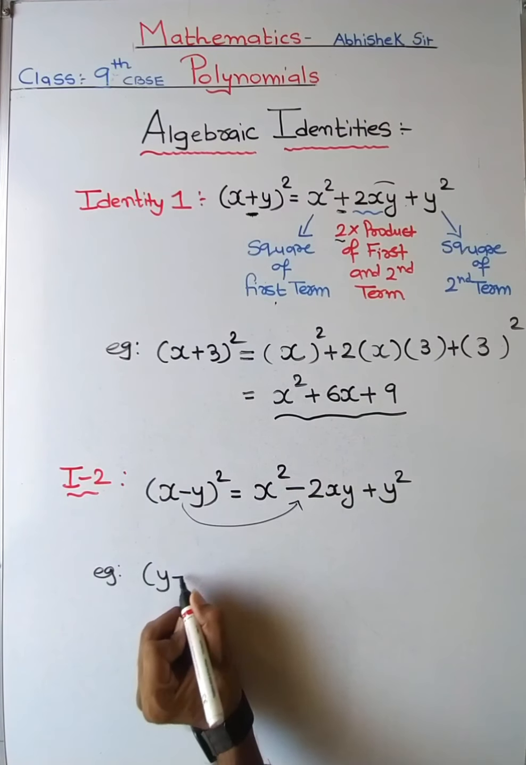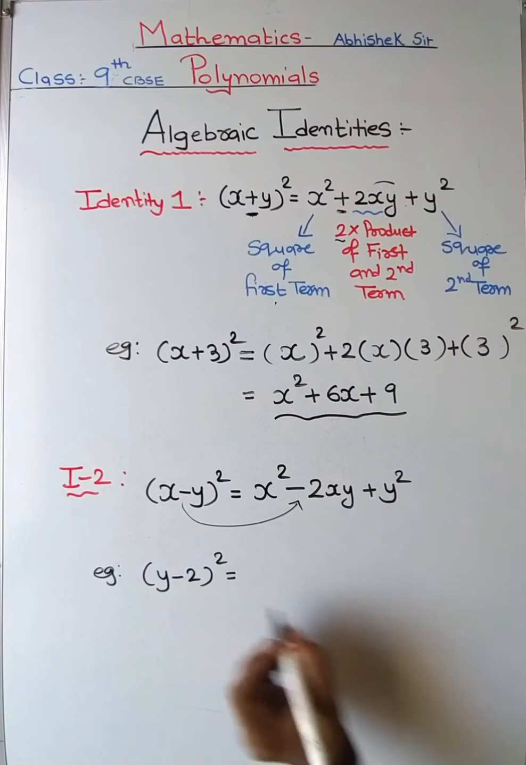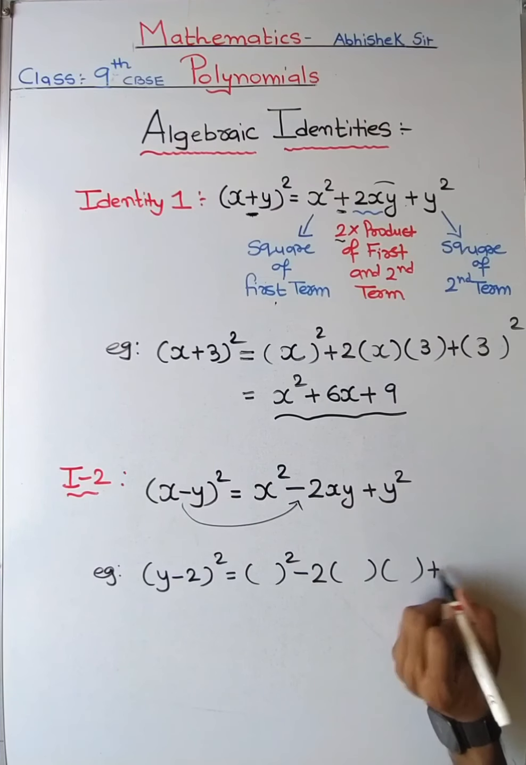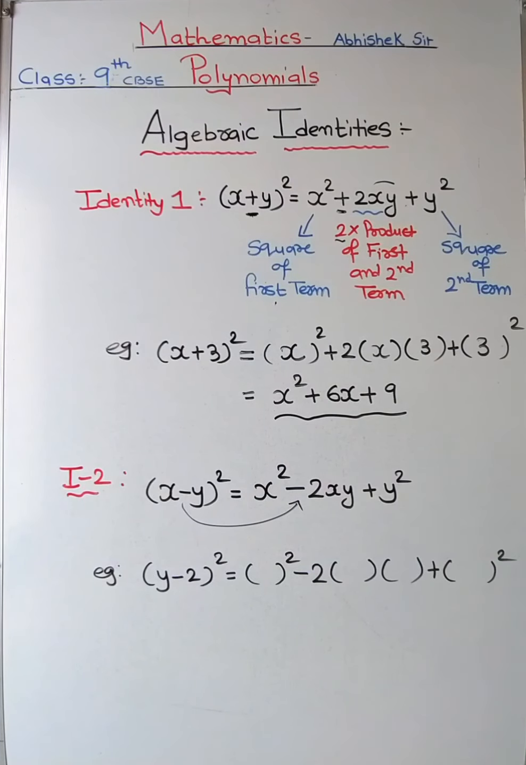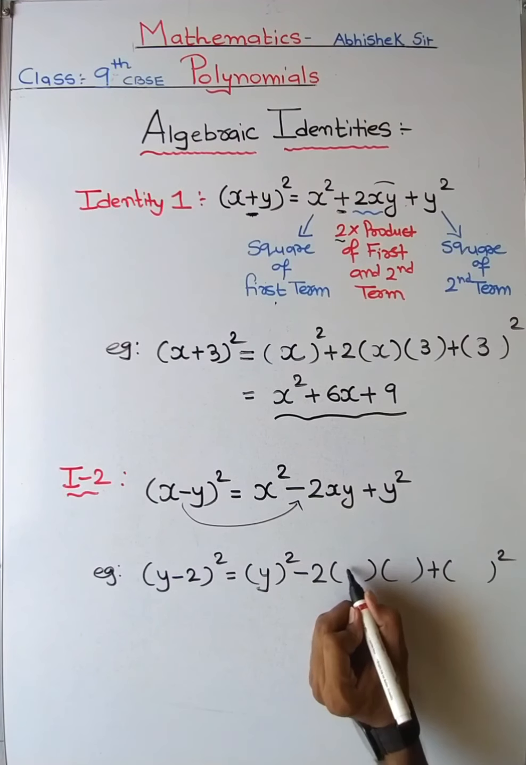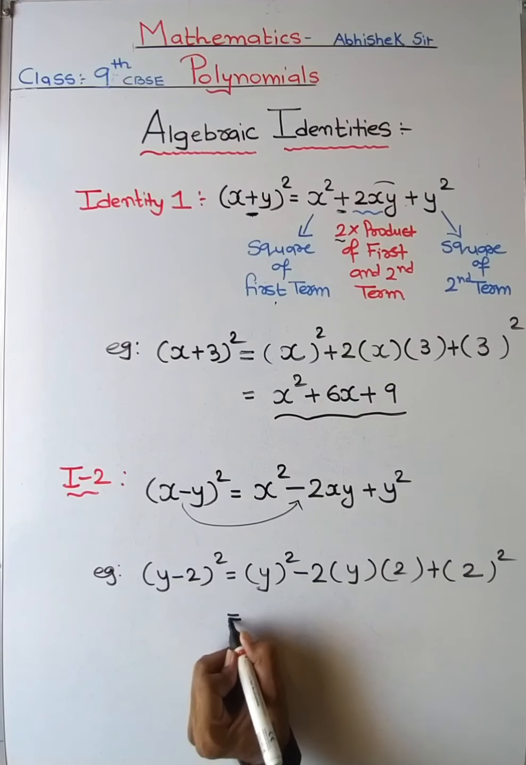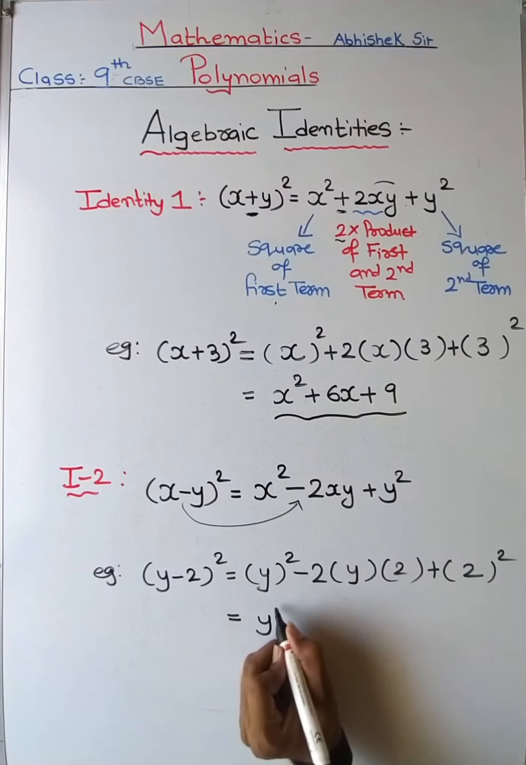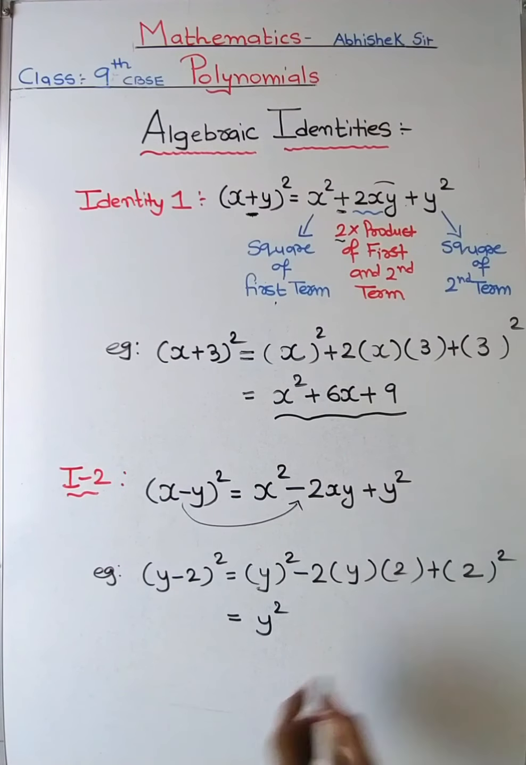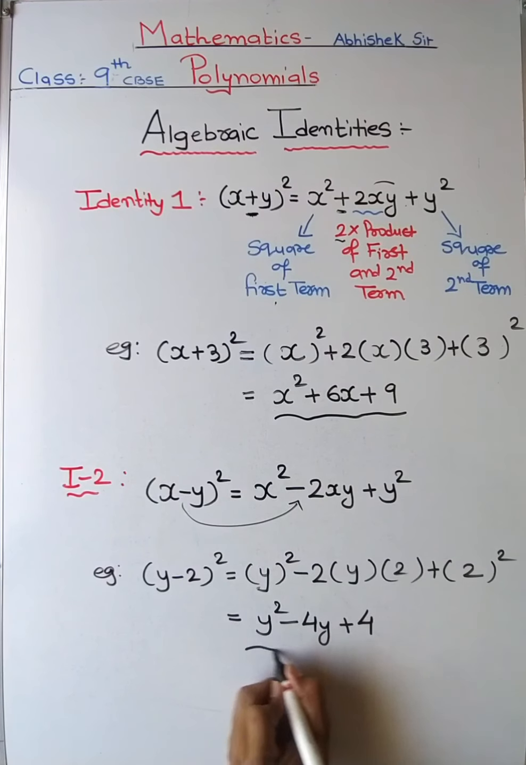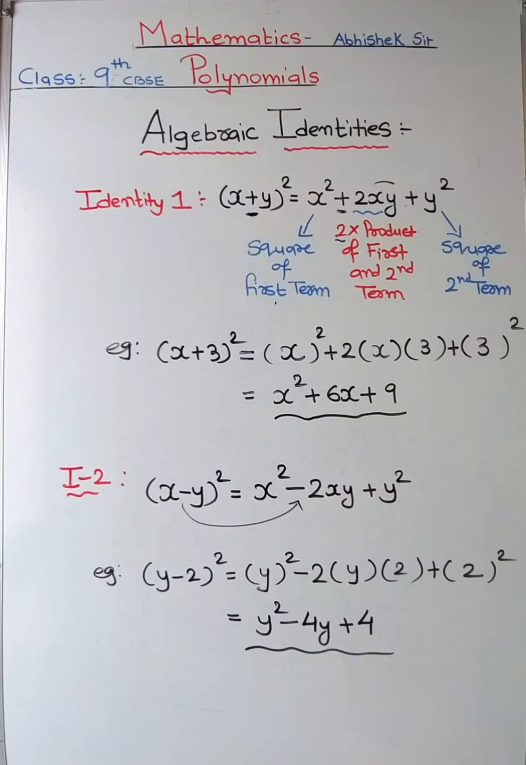Let us see an example. If it is (y minus 2) whole square, it will be square of the first term minus 2 into first term into second term plus square of the second term. Clear? So put the first term y over here, y and 2 will be written, and finally 2 square. Solution will be y square minus 2 into y into 2, so that will be minus 4y, plus 2 square will be 4. So this will be the solution, the same as (x minus y) whole square, that is x square minus 2xy plus y square.